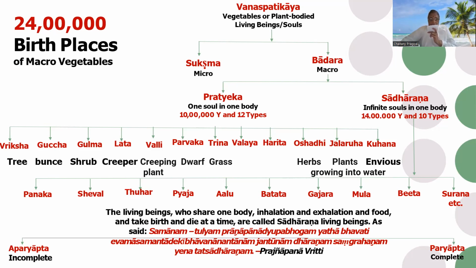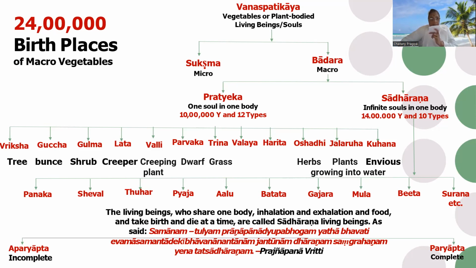Now we would see Sadharan, which is known as Nigoda in technical term, and these Nigod Jivas are of 1400,000 in number on the basis of the birthplaces, and they are also of 10 types.